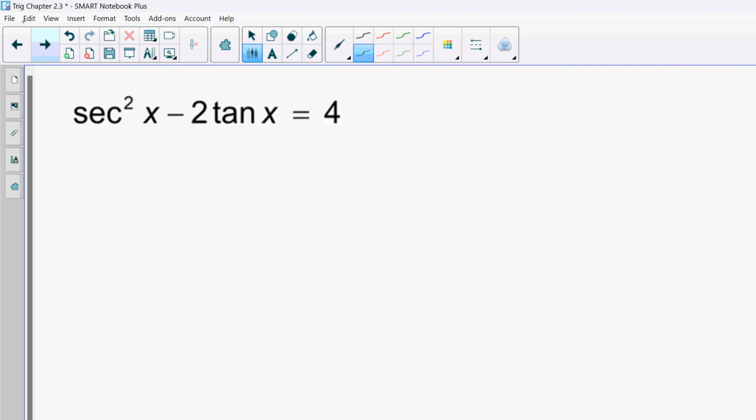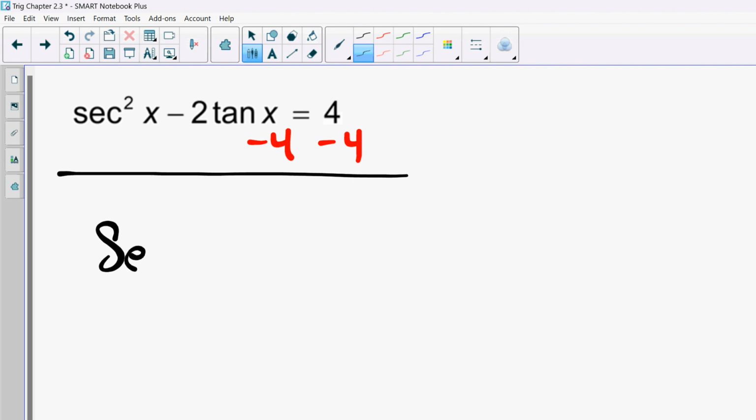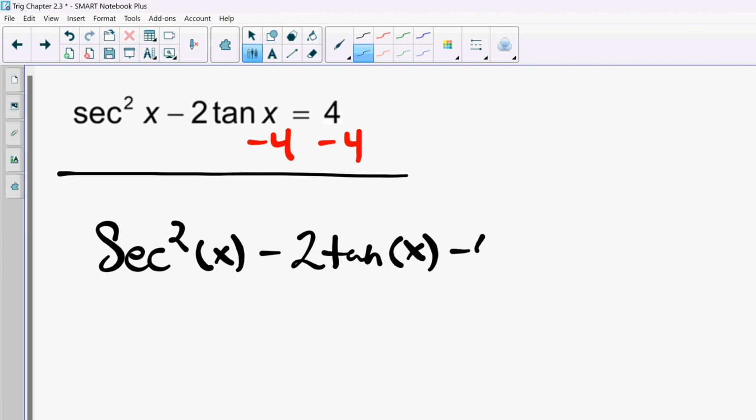Now when we look at this, we have secant squared minus 2 tangent of x is equal to 4. Well, 1, we need it equal to 0, and 2, we need it to be all the same trigonometric function. So one of the first things we can do is subtract 4 from both sides, which then tells us that secant squared of x minus 2 tangent of x minus 4 is equal to 0.